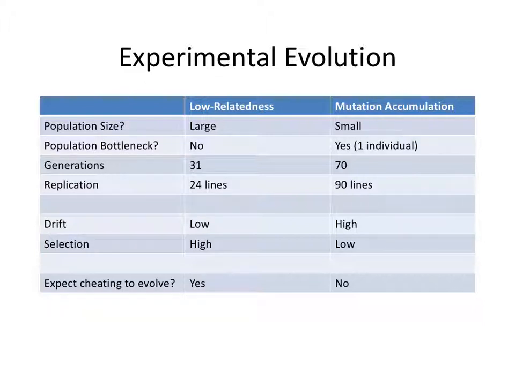So in this side, with small population sizes and bottlenecks, that is, you let the population grow to a large number of individuals and then you pick one and let it start the next generation, that's called bottlenecking. With small populations and bottlenecking, you're likely, if cheating evolves, to pick one and then that lineage would go extinct. So you don't expect cheating to evolve there. And you do in the opposite situation where you have large population sizes and no bottlenecks.